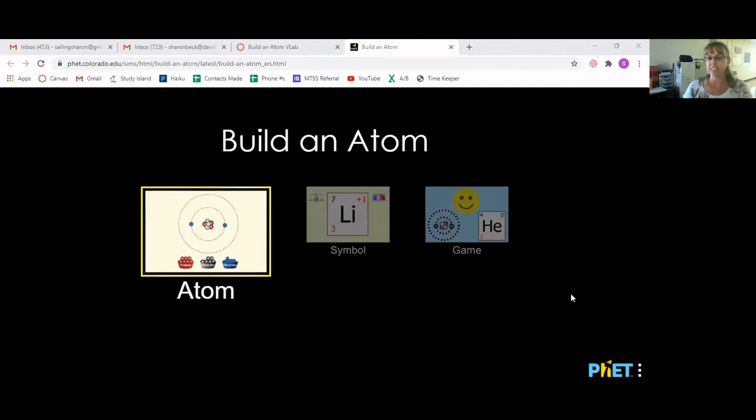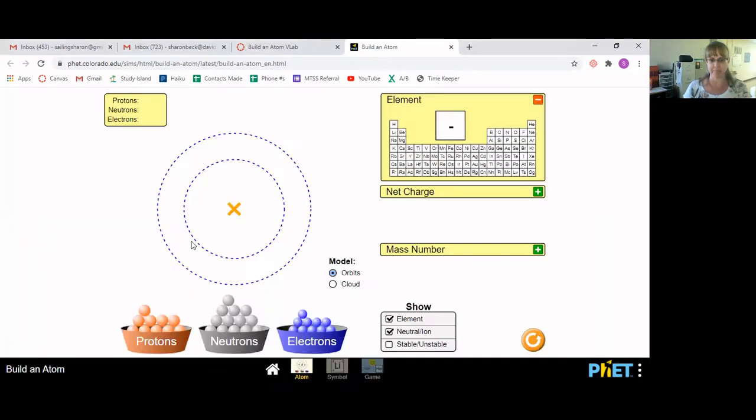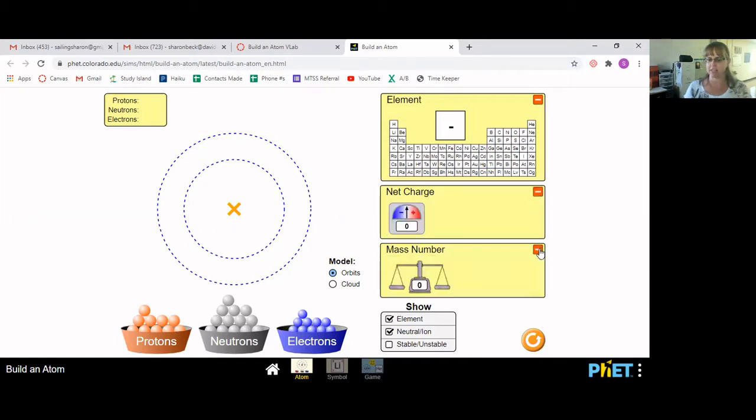When you do the Build an Atom virtual lab, first click on the link found in Canvas. When you get to the PHET website, you will click on the word Atom. On the right side of the screen, click the two green plus signs, here and here. At the bottom right of the screen, add a check beside stable and unstable.